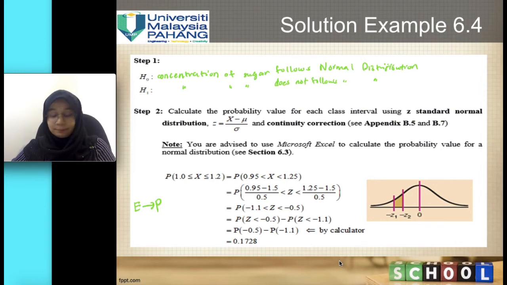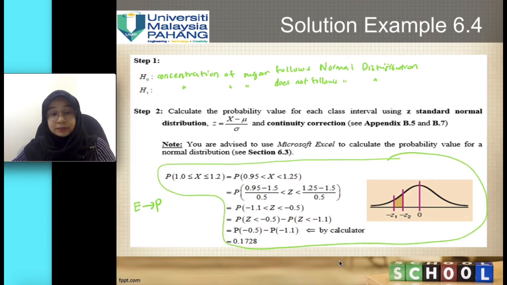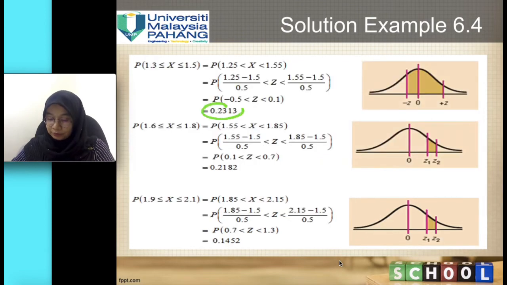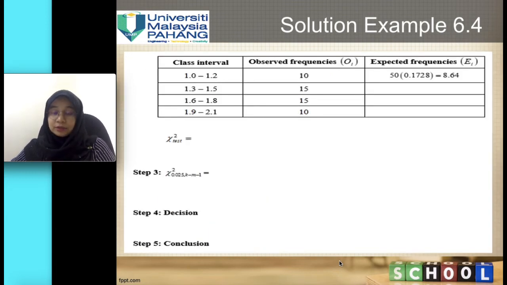How do we get the P for normal distribution? This is the way we find P for normal distribution. Now we will give you the P. P is 0.1728, 0.2313, 0.2182, 0.1452. Now what you have to do is find the E only. O is your actual data, E you have to find.